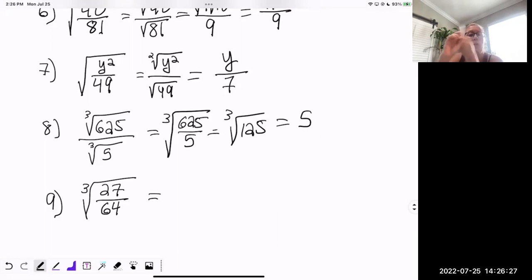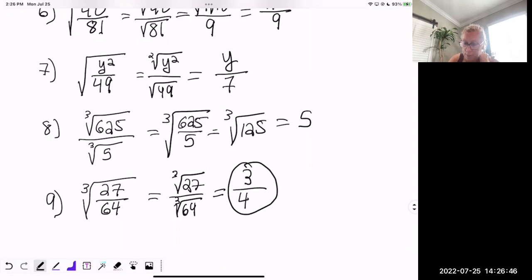This one's actually a nice one. Okay, so you can't simplify the fraction, but I can break it into 2. And they both happen to be perfect cubes. So 3 times 3 times 3 is 27, and 4 times 4 times 4 is 64. So I couldn't simplify it here, but I can simplify it there.